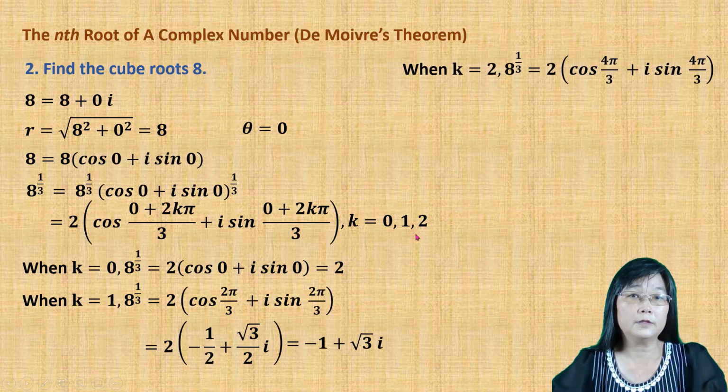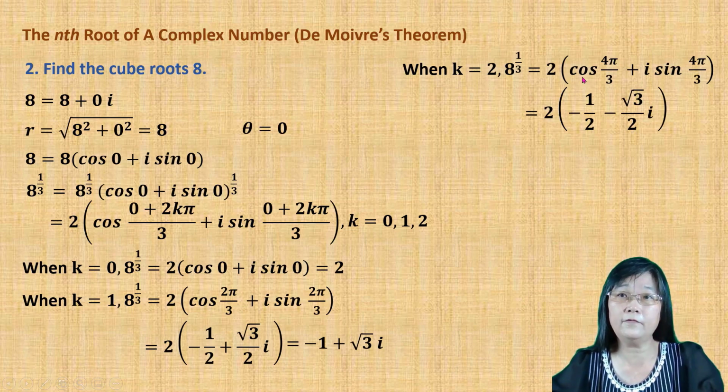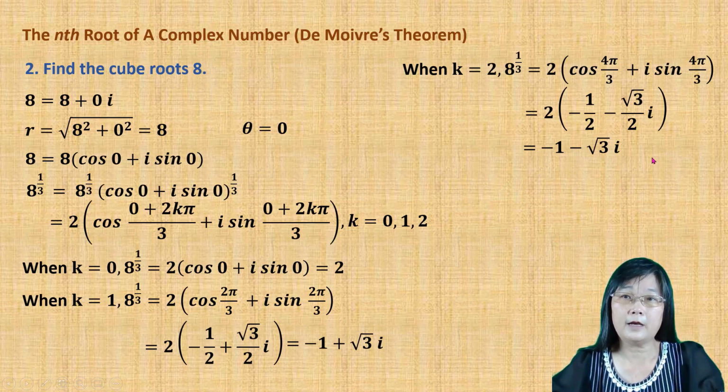Then as for the third root, when k is equal to 2, the argument is 0 plus 2 times 2 pi over 3, that is 4 pi over 3. So to change back to Cartesian form, cos 4 pi over 3 is negative 1 over 2. Sin 4 pi over 3 is negative square root of 3 over 2. So after simplifying, the third root is negative 1 minus square root of 3 i.